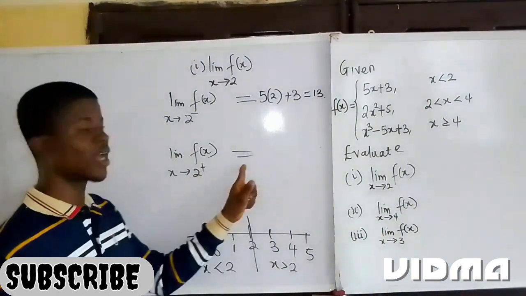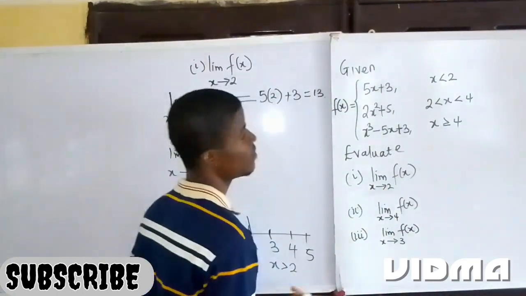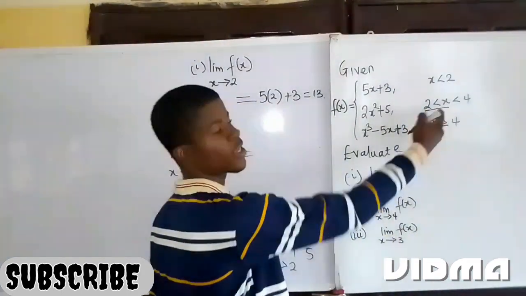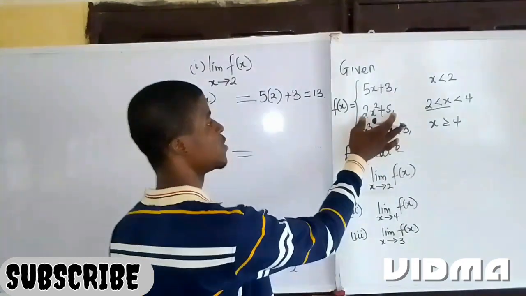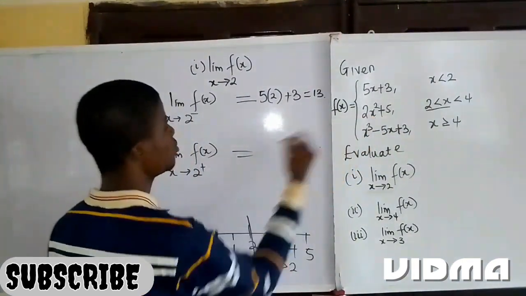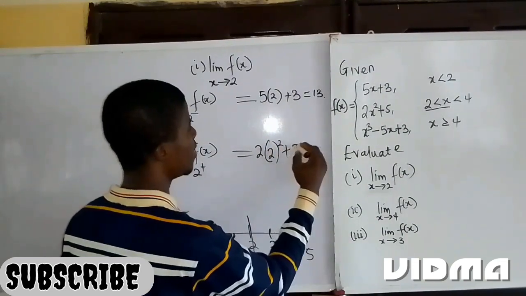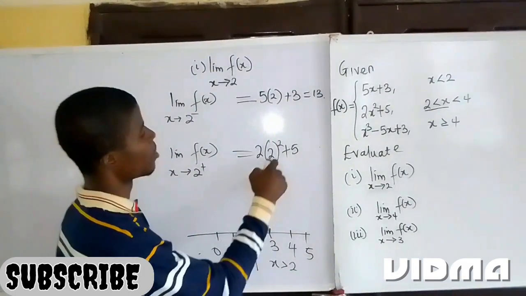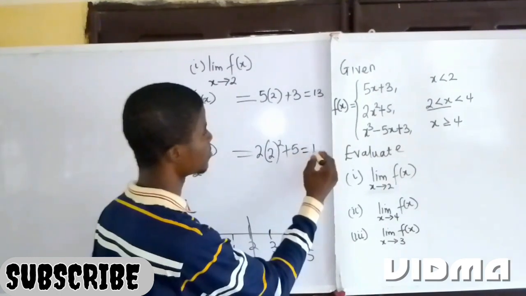Okay, now let's check that of the right. x greater than 2. In this interval, I have 2 less than x, and 2 less than x is x greater than 2. So I'll make use of this function. I have 2 times 2 squared plus 5. 2 squared is 4, 2 times 4 is 8, and 8 plus 5 is 13.